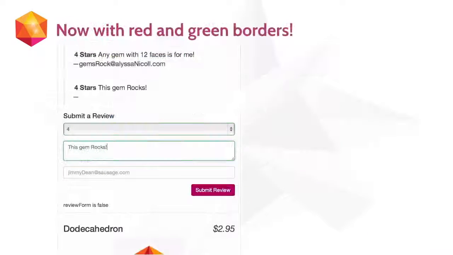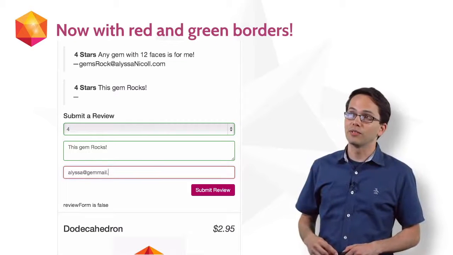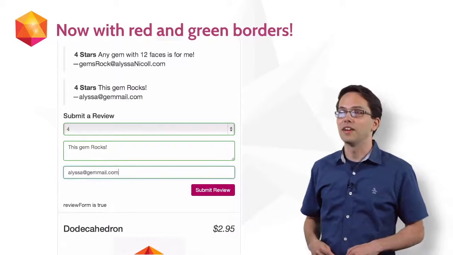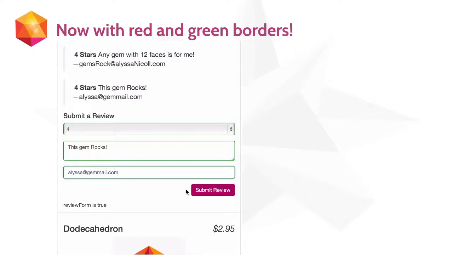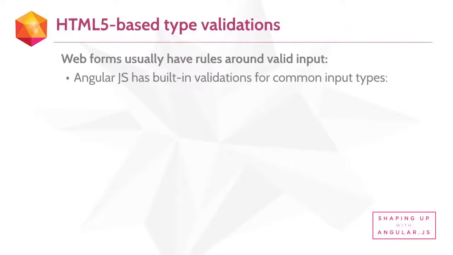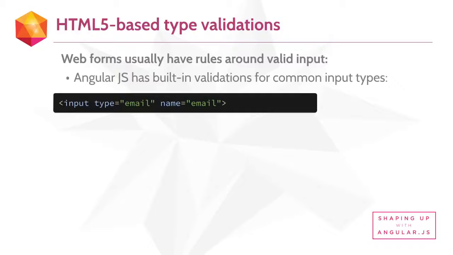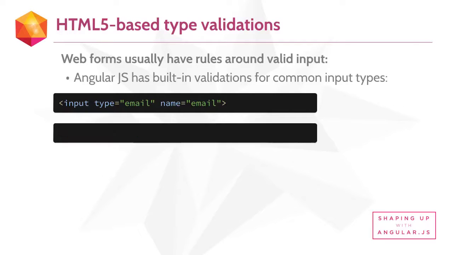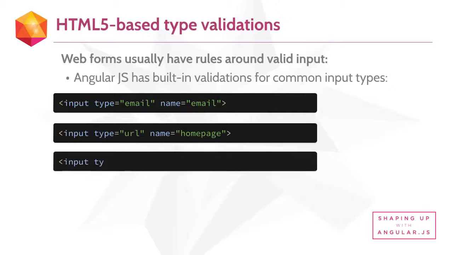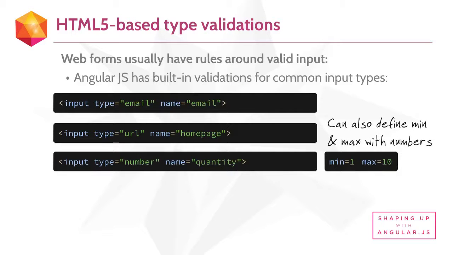Now if we jump back into our form, you can see as we start typing an email address, it turns red until it's valid, and then it turns green. You might also notice the live preview doesn't render this value until it's valid. It's kind of neat. As you see, Angular has built-in email validation, a lot like HTML5 form validation. It also can validate URLs or even numbers. And when you have a number, you can even specify a minimum and maximum.